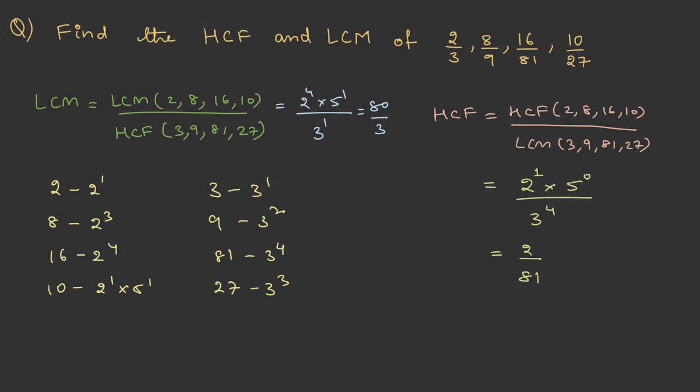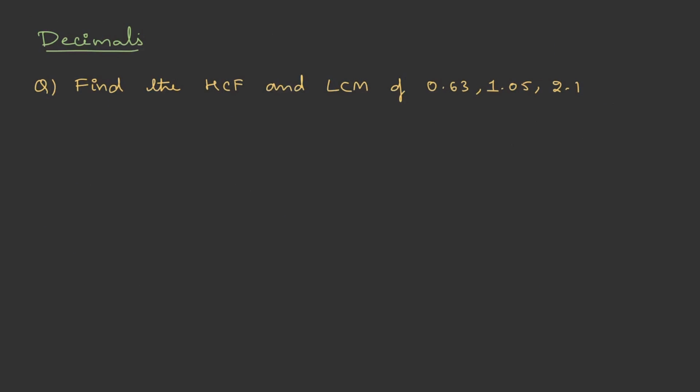Now let's move on to decimals. Here we have a question: find the HCF and LCM of 0.63, 1.05, 2.1. Whenever we have decimals, convert them into fractions. So 0.63 can be written as 63 by 100. This can be written as 105 by 100. This can be written as 21 by 10. Then make all the denominators equal. So 100, 100, but here we have 10, so make it 100. So when we put a 0 here, we need to put a 0 on the top. So it becomes 210. Now the denominators are equal.